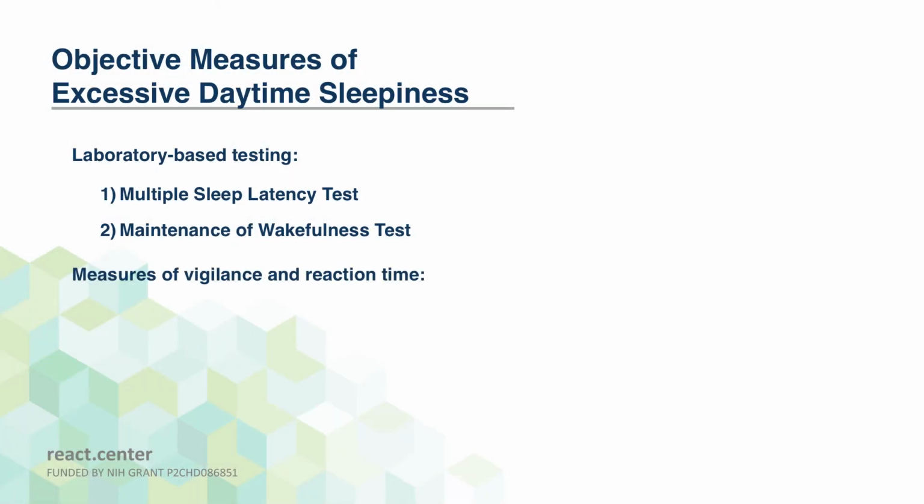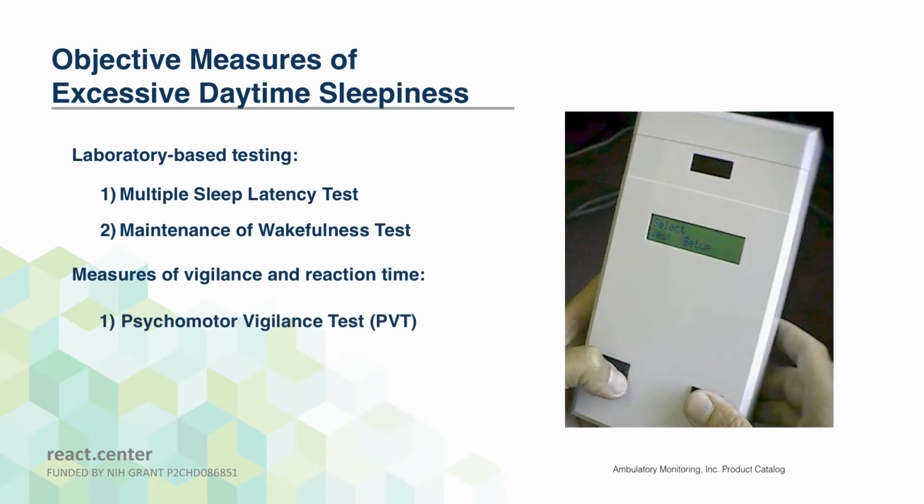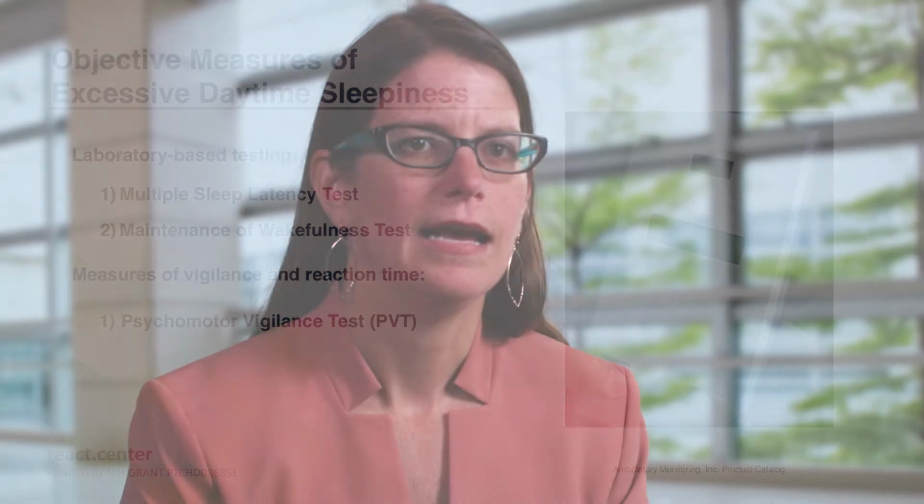Another objective measure of daytime sleepiness or vigilance is the psychomotor vigilance task. This is a handheld device that has a light appear on the small black screen, and the patient is supposed to react as quickly as possible and push the button when they see the light appear. This test lasts for 10 minutes and can evaluate the person's ability to stay vigilant over that period of time.